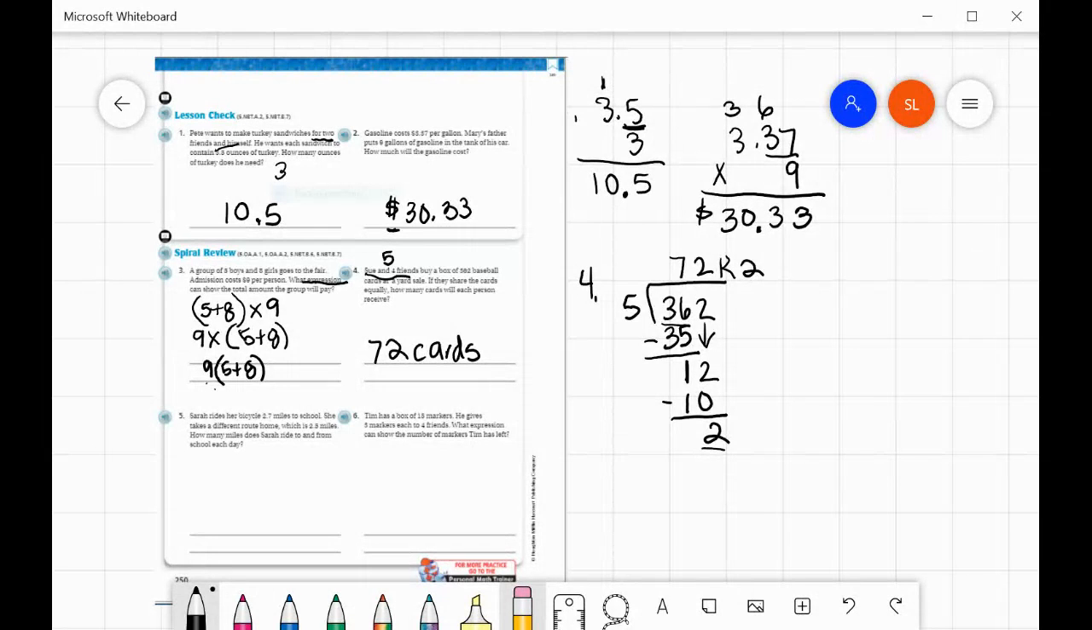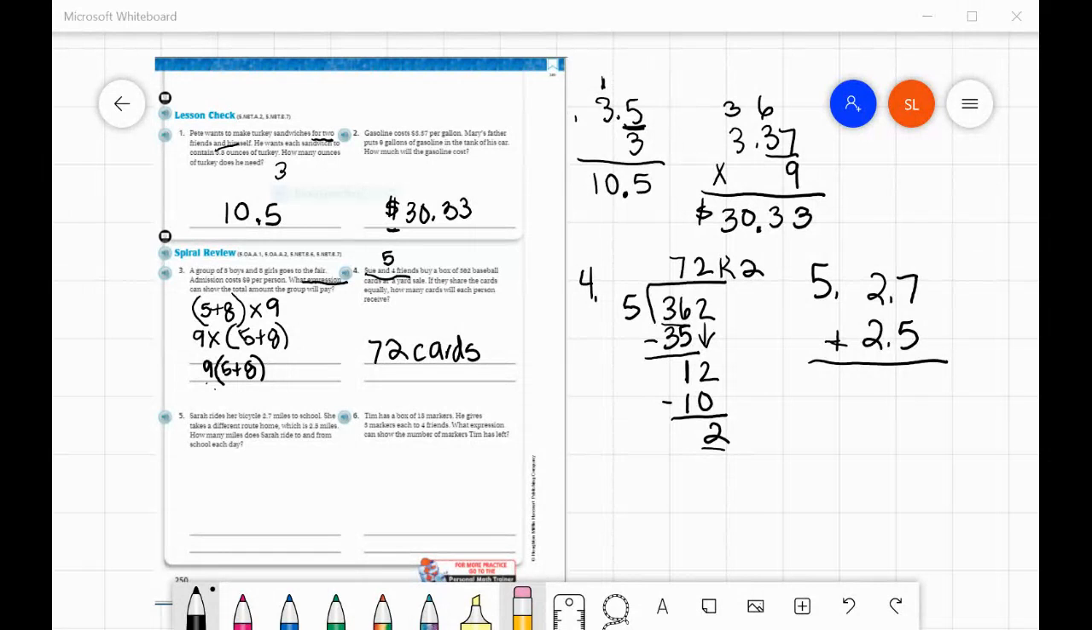All right, number 5. Sarah rides her bicycle 2.7 miles to school. She takes a different route home, which is 2.5 miles. How many miles does Sarah ride to and from school each day? All right, this is number 5. This is a simple addition problem. On the way to school, she travels 2.7 miles. And on the way home, she travels 2.5. And we want to know the total number of miles that she travels together.